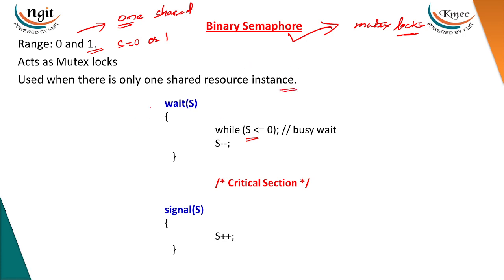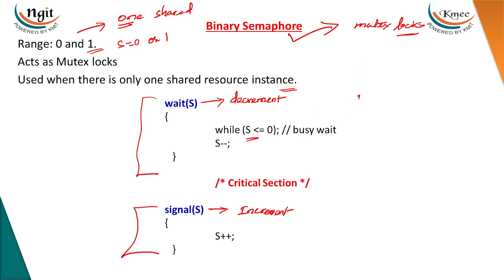Now the implementation of wait and signal. Wait is a decrement function and signal is considered an increment function. Let us take this one. The s value is initialized to 1 because there is only one shared resource. So, while s is less than or equal to 0.